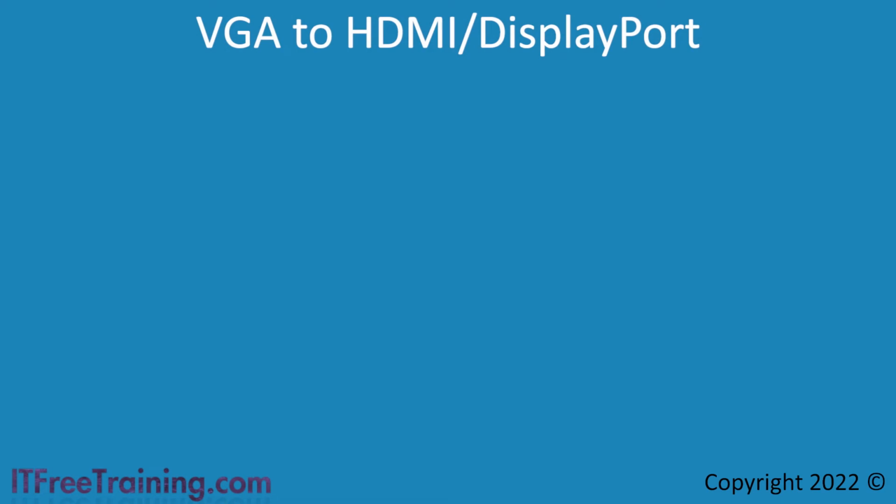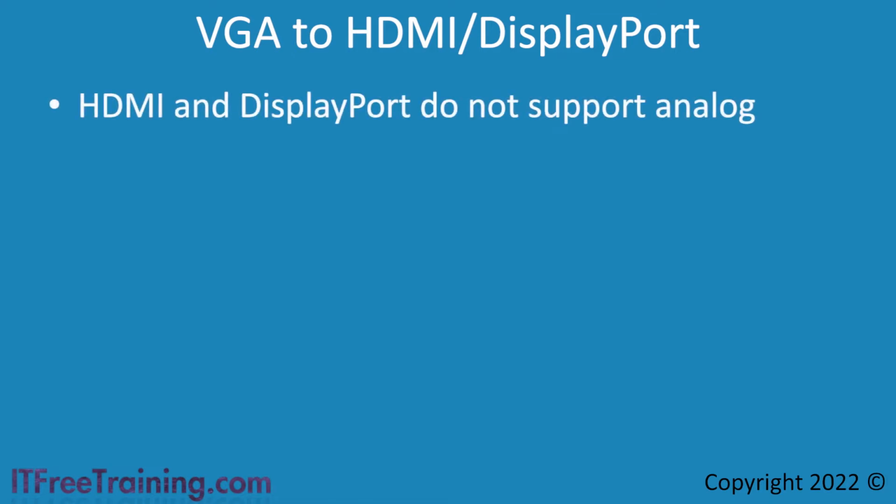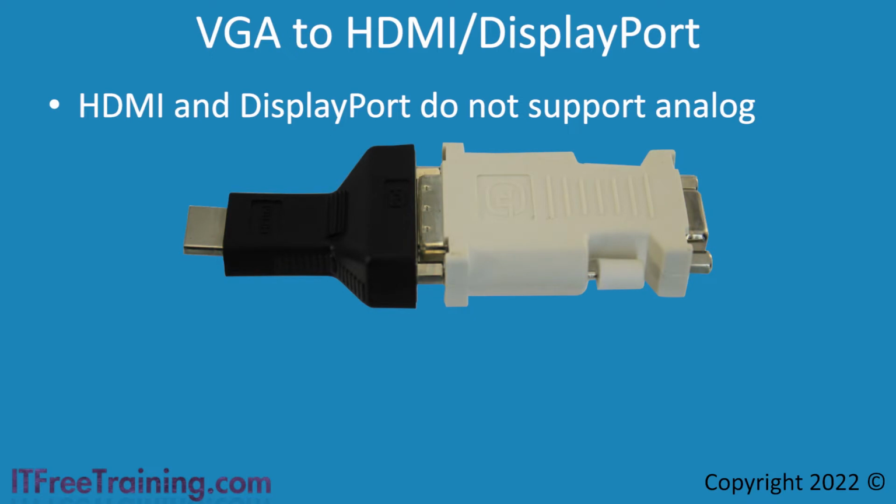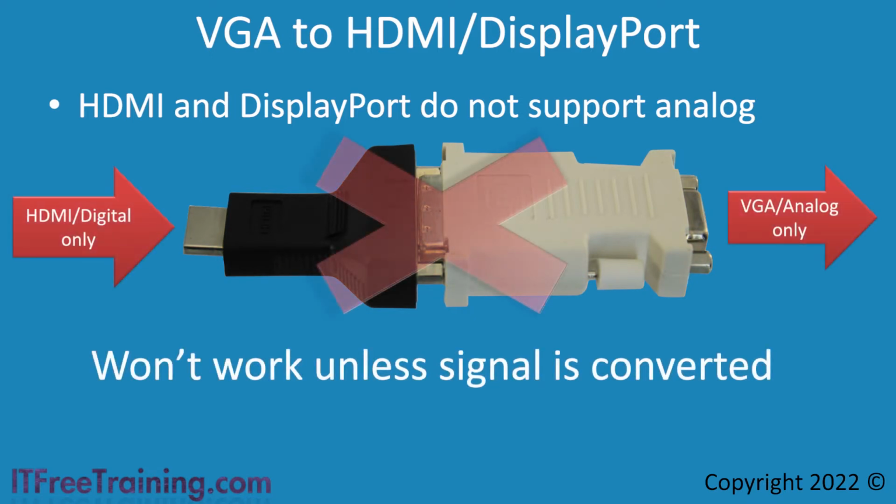You may come across a case where you have an old VGA device that you need to connect to HDMI or DisplayPort. HDMI and DisplayPort do not support analog. For this reason, you won't be able to connect passive adapters together like this. This won't work unless the signal is converted from analog to digital. It only takes one adapter or device to convert the signal.